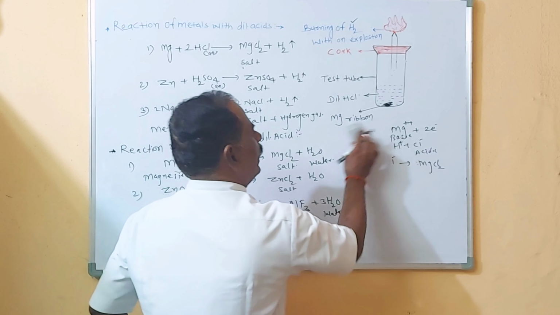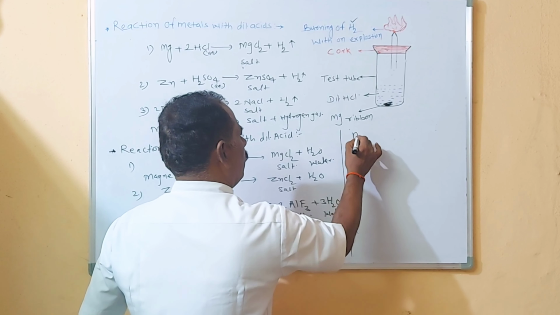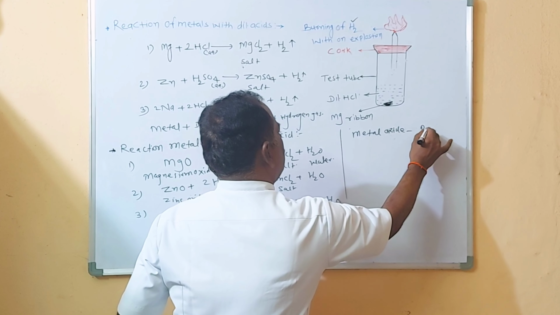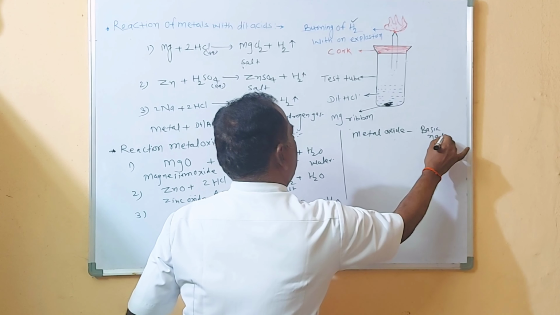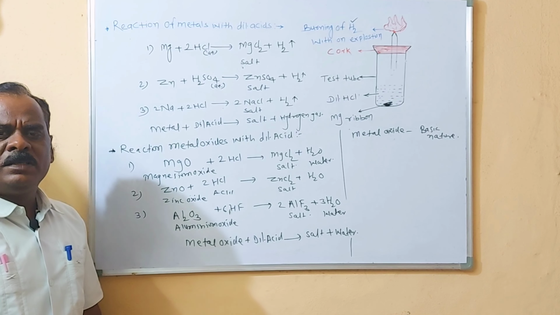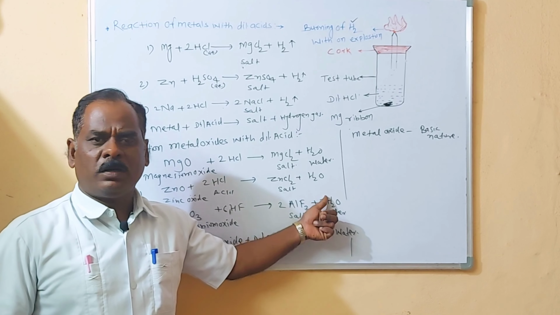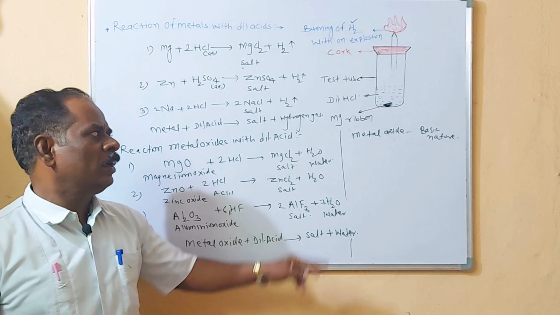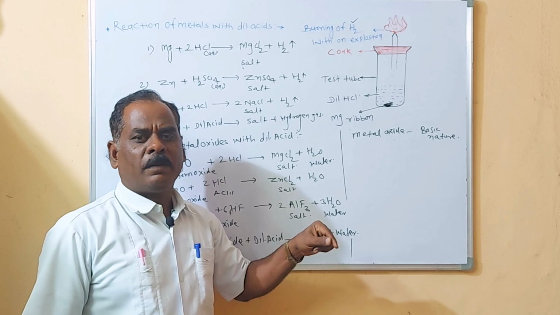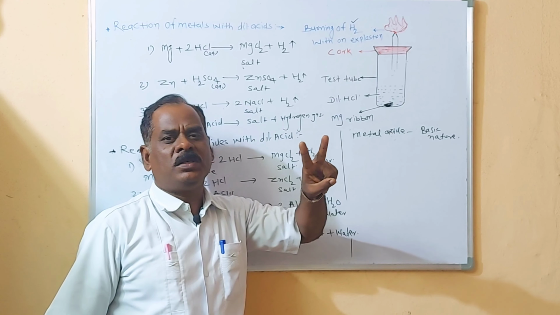Therefore, remember one important point: generally all metal oxides are basic in nature. A question will be asked in the examination: why are metal oxides basic in nature? First reason, metal oxides react with acid to form a salt and water. Second reason, if you take the aqueous solution of a metal oxide and dip red litmus and blue litmus paper, then red litmus paper turns blue. Therefore, they are basic in nature. Due to these 2 reasons, they are basic in nature.